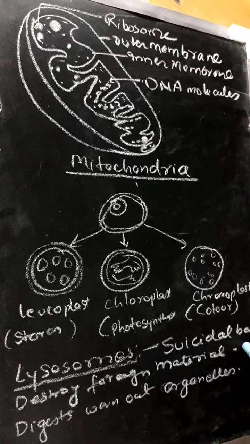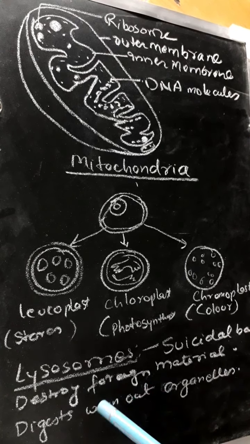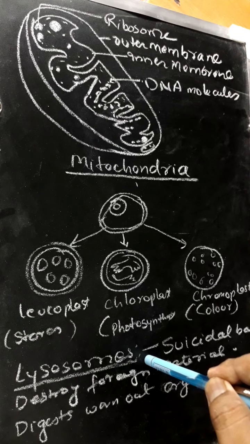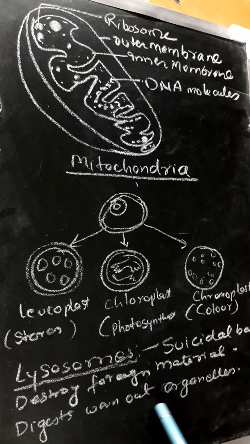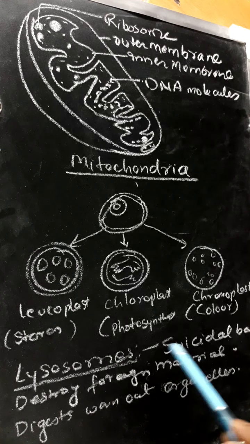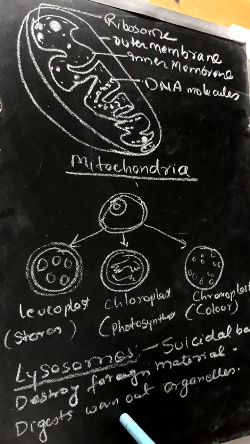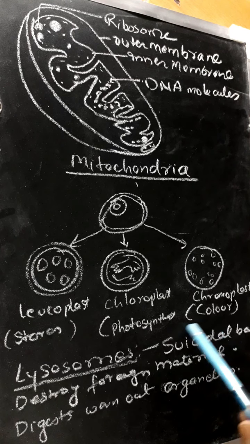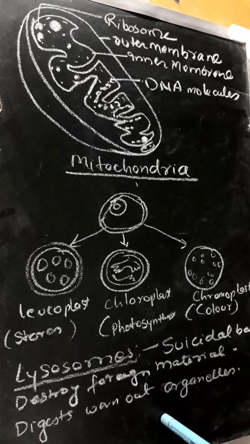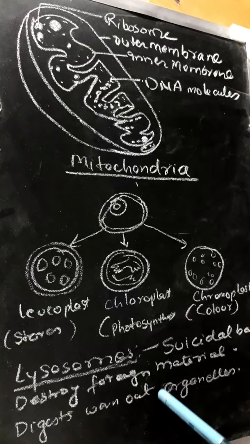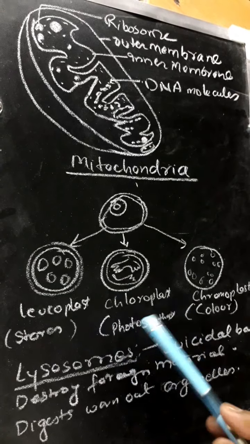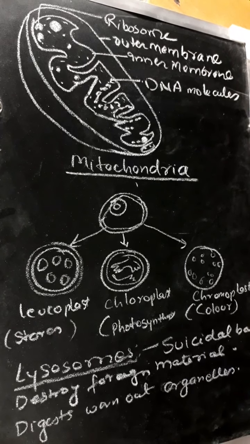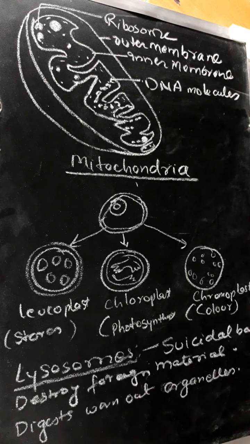Lysosomes, called suicidal bags, destroy foreign material like bacteria which enters the cell. In this way it acts as a protective function. Also it digests worn out cell organelles. Sometimes when the cell is destroyed, it bursts and engulfs the whole cell, so it is called a suicidal bag. We have other cell organelles like the Golgi apparatus, which has a packaging and transportation function in the cell. In this way we have seen some cell organelles and their functions.